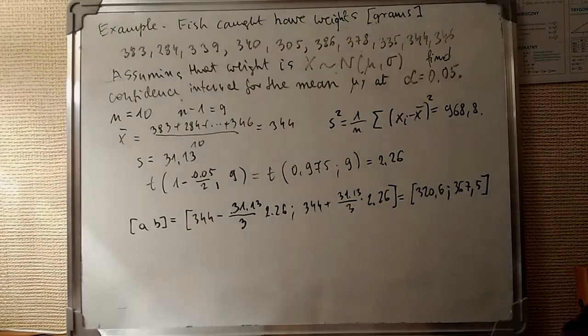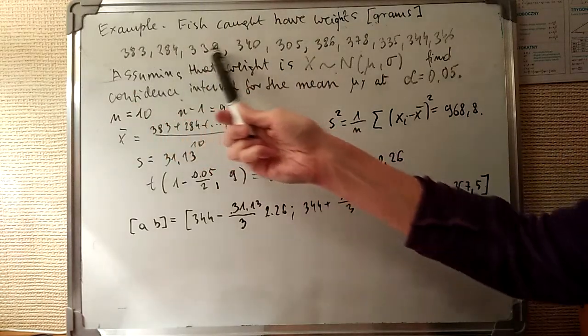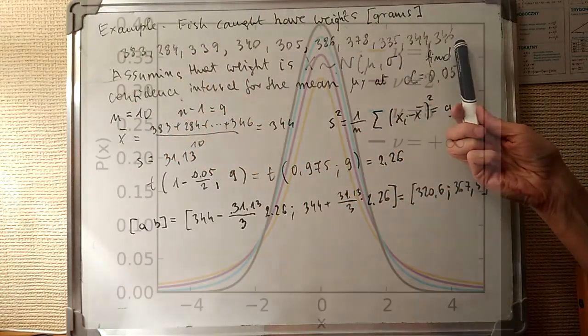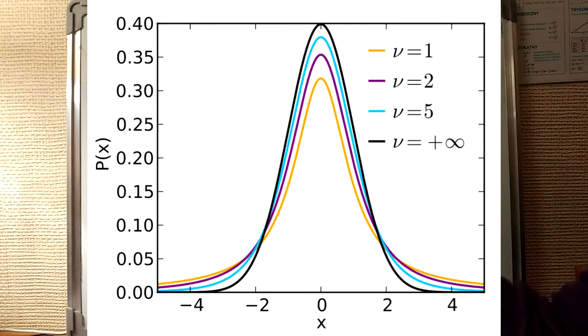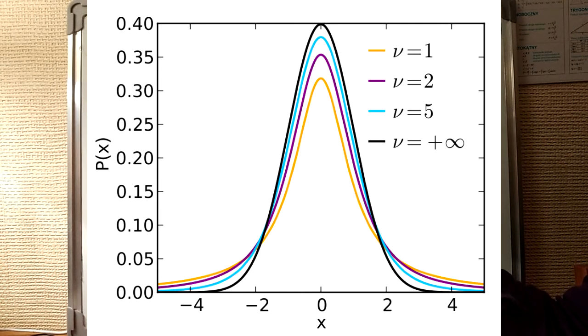Let's consider the following example. We have caught 10 fish, and the weights are given here in grams. We may assume that the weights have normal distribution with parameters mu and sigma, but of course we don't know either mu or sigma. We are to find the confidence interval for the mean at the level of significance 0.05, which means the confidence level is 0.95.